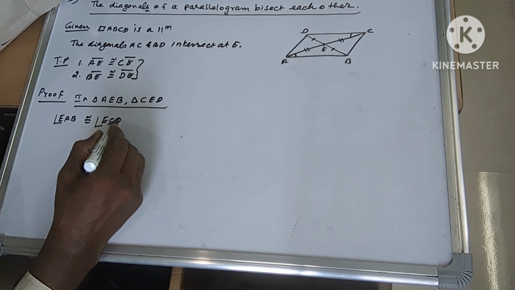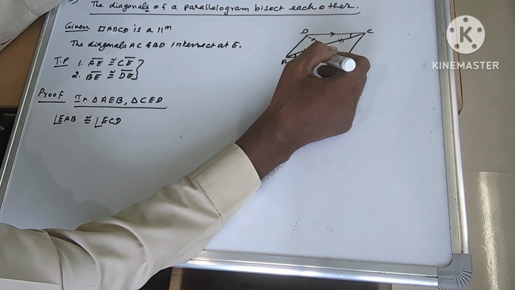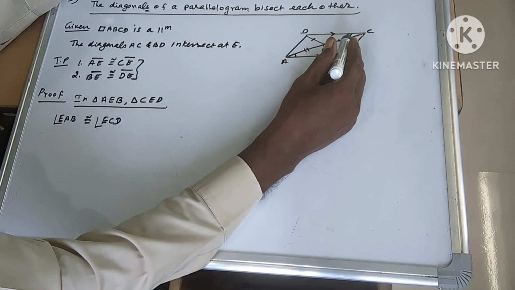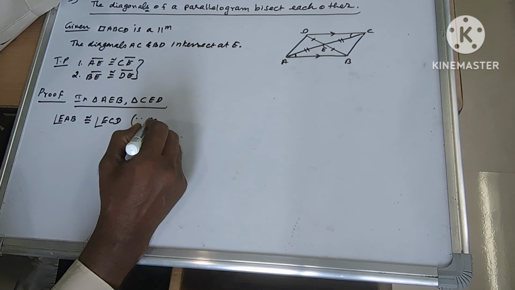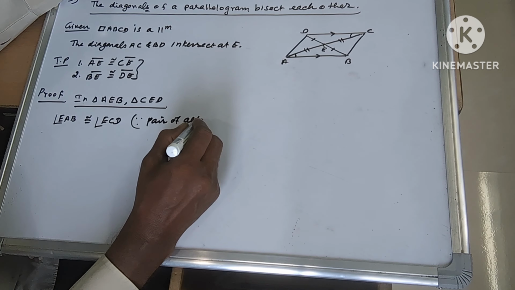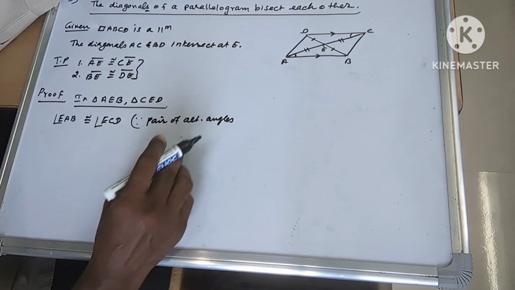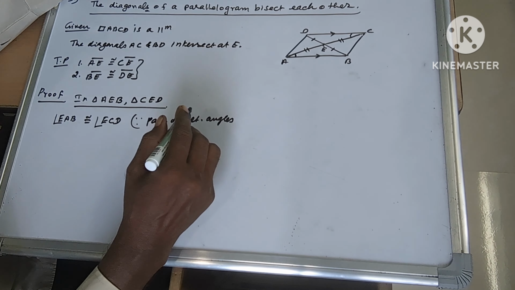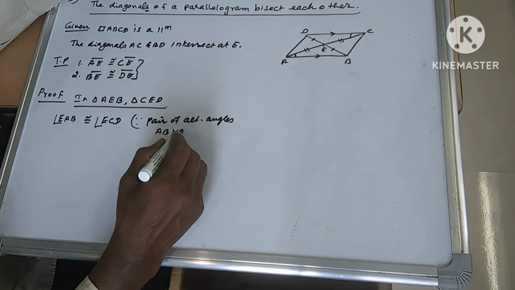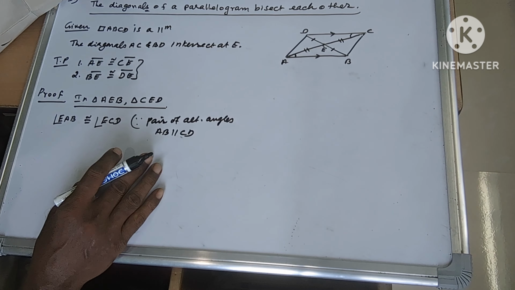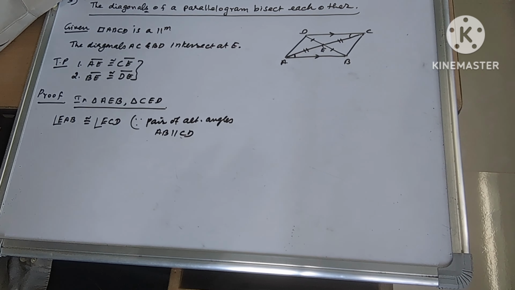Why ECD? This is because these two are parallel. It's a parallelogram. These two are parallel, so it's a pair of alternate angles. Why are alternate angles congruent? Because the sides are parallel. AB is parallel to CD. So this is the reason. Next one, same way.